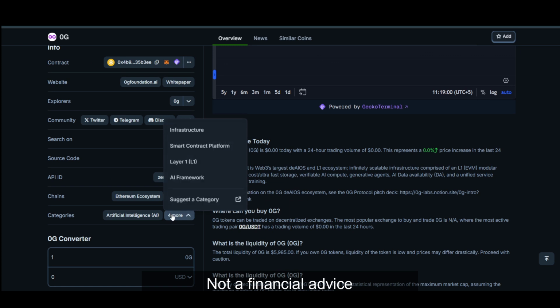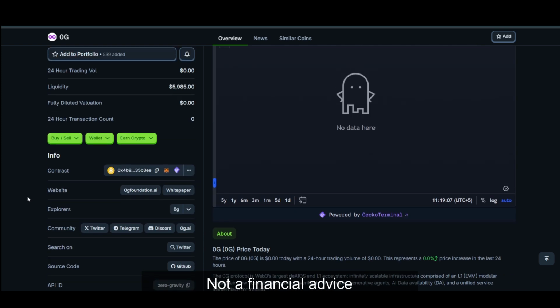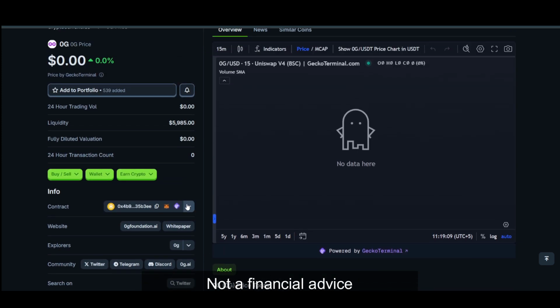Overall it is a layer 1 and it is an AI framework as well. It should have, I think, higher volume or higher market cap. Let's see. And I think it can also push as high as possibly 500 million or even higher than that. I'm not sure, but I will make a follow-up video on it as well once it does come out. Anyways, it's coming today.